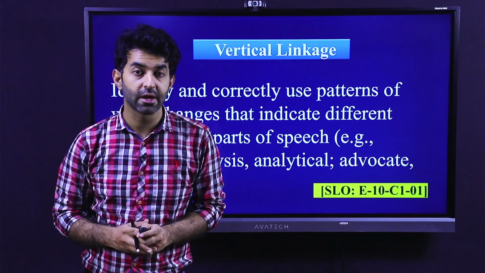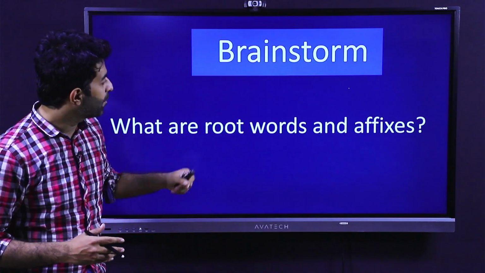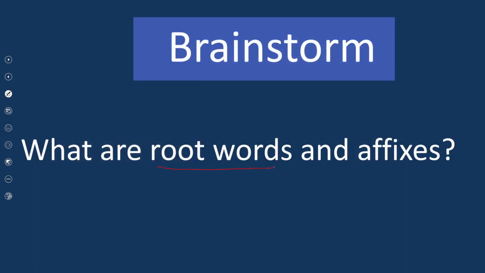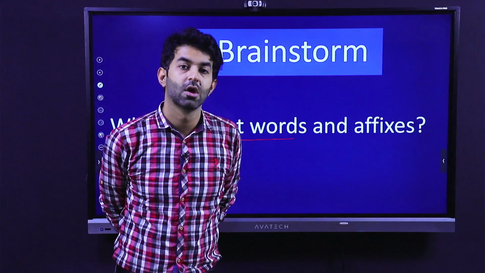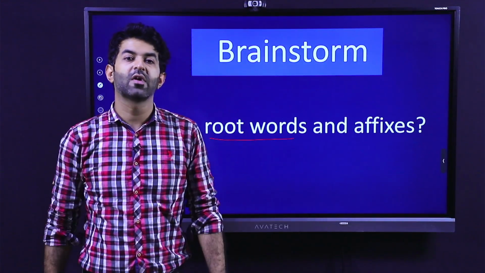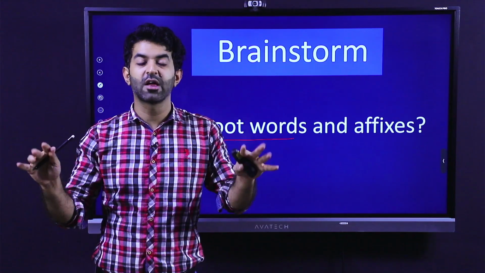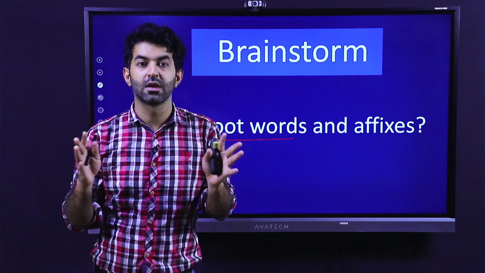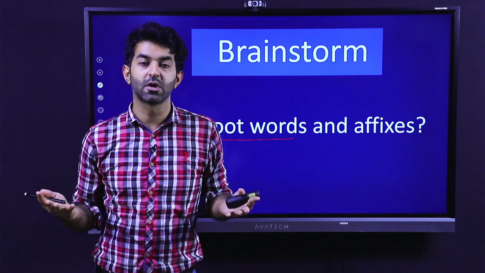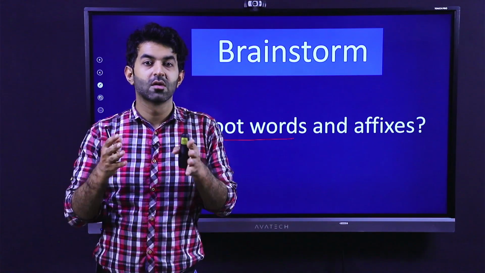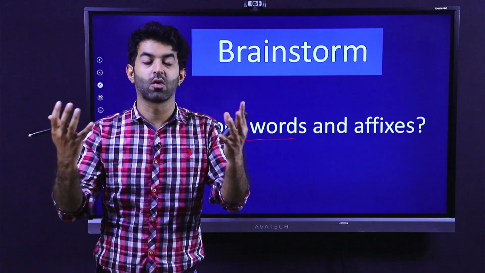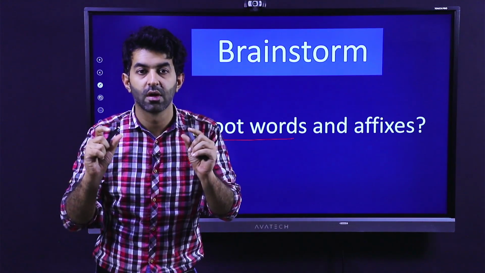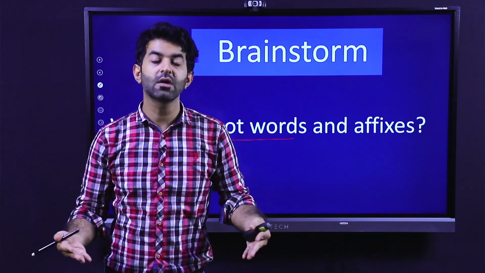Here is your vertical linkage, and let's talk about root words and affixes. So students, when we are dissecting words, we come across different elements in a word. What are the root words? Root means where something is stemming out of. So we have a root word, and by using this root word, we can make different words following the affixes.